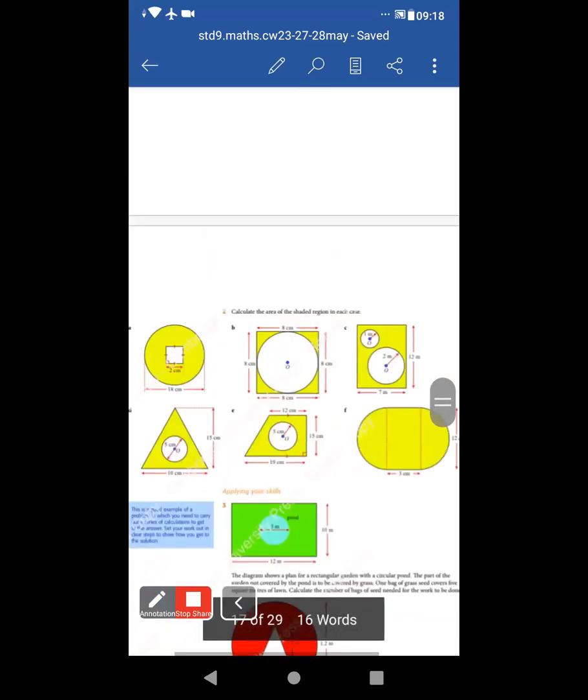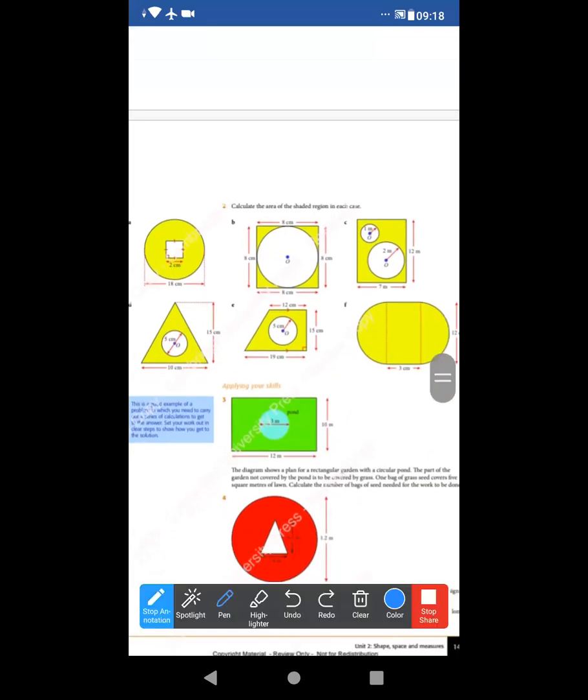Acha. Now I think A and B you can solve yourself. Look at A and B. Just normal. At first you have to find the area of this square, then minus area of this circle, right? And here area of this circle minus area of this square. Clear?